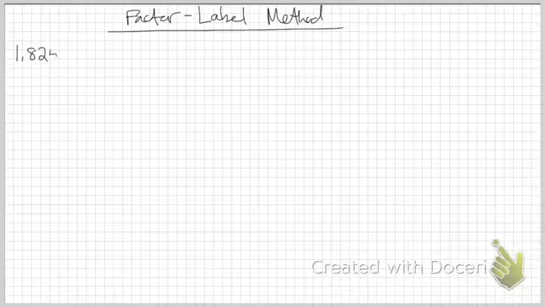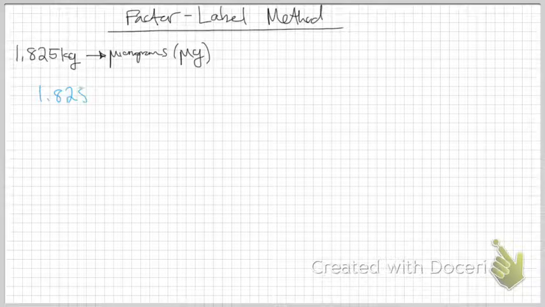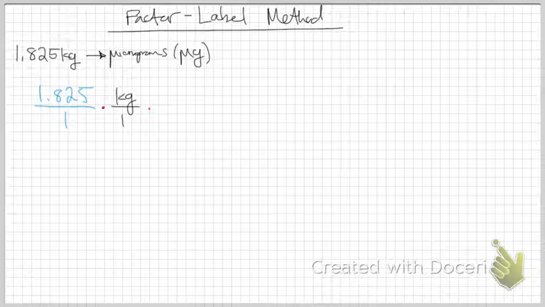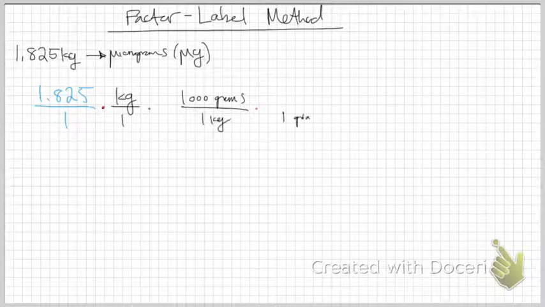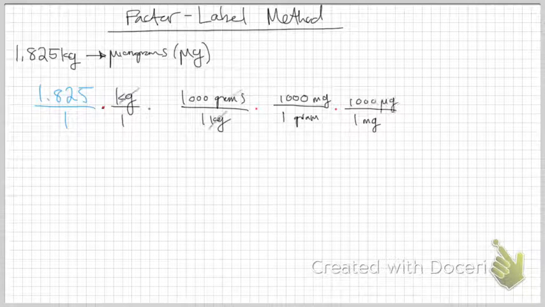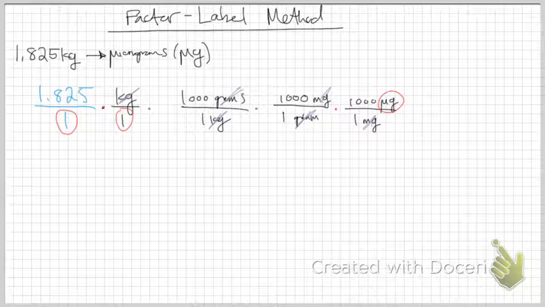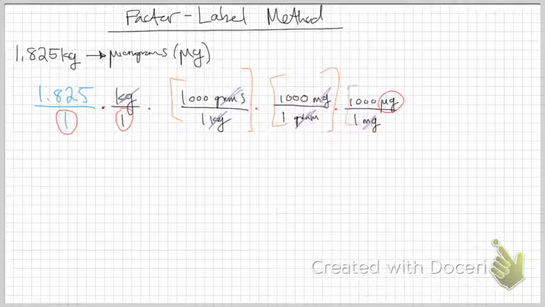The factor label method is another popular method and very convenient for doing unit conversions. Let's do the same example again with kilograms to micrograms. I can write out my value as I've done, and keeping everything separate as a fraction can help me organize what I'm doing. So I start with 1.825 as a value and kilograms over 1, and I'm asking what is 1 kilogram equal to that I know of, and I write that out as a fraction. 1,000 grams is equal to 1 kilogram, and 1,000 milligrams is equal to 1 gram, and 1,000 micrograms is equal to 1 milligram. And because I've written out all of these fractions that are equal to 1, I haven't actually changed the value of the quantity I have. I've simply changed the units.